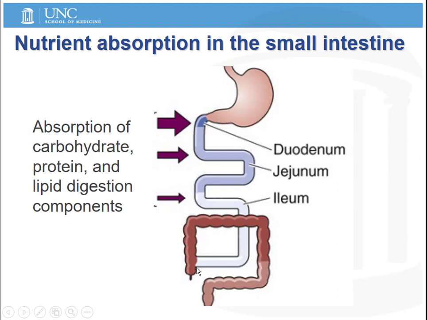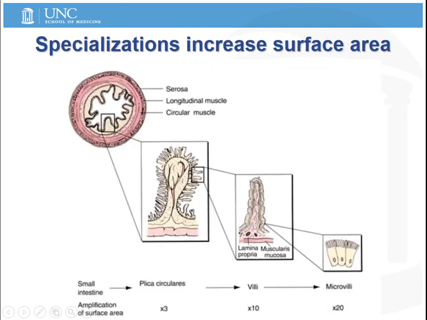The colon is then primarily responsible for the final removal of electrolyte and water, although there's also absorption of some short-chain fatty acids produced by colonic bacteria. The small intestine has some specialized structures that increase the absorptive surface area of the mucosa to facilitate this absorptive process. And this image shows each layer of these specializations.